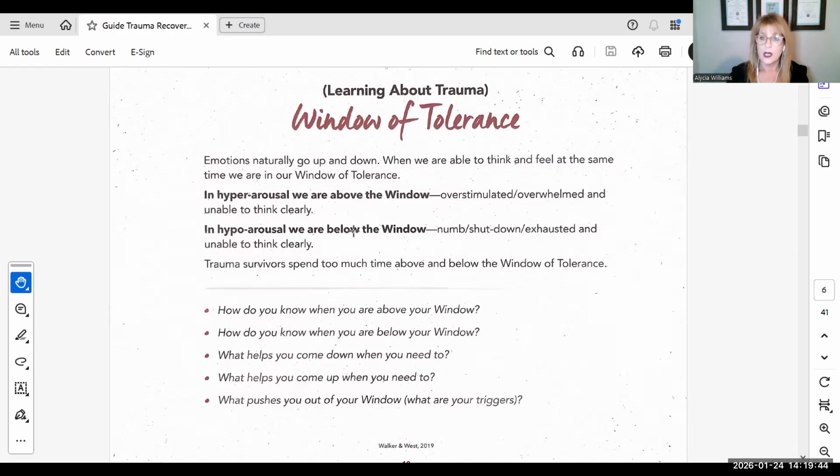A lot of times, trauma will mask as ADHD. Trauma will mask as bipolar because you're going up, you're going down. Sometimes it can mask as borderline personality disorder because you're just unable to manage all these emotions, and people with borderline personality disorder have very strong emotions that they feel. I'm not saying that's always, but it can be sometimes. So again, trauma survivors spend too much time above and too much time below. So how do you know when you're above your window?